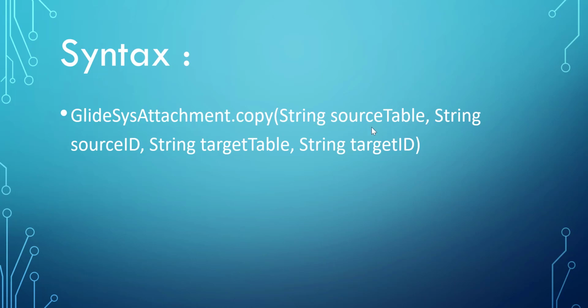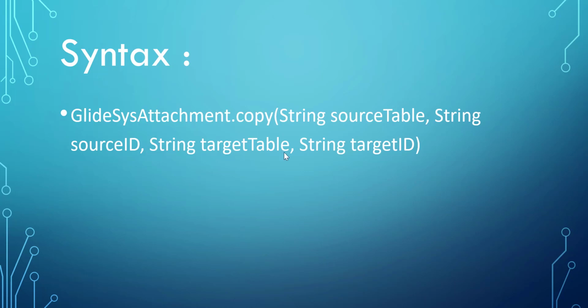string source table. Source means from where we are copying. So source table means, let's say incident, where we put this incident. String source ID, like some record's sys ID is there, so that we are copying. There is some record number, that we are copying. Not copying, here we are just putting.